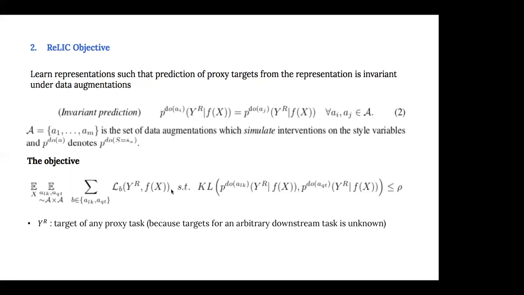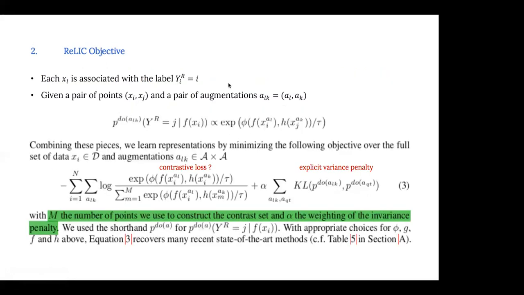So they explicitly enforce this by trying to minimize the KL divergence between these two distributions. And note that Y^R here means the target of a proxy task. It's not the task that we normally do, but they will discuss it later. Okay, so this is the actual objective.